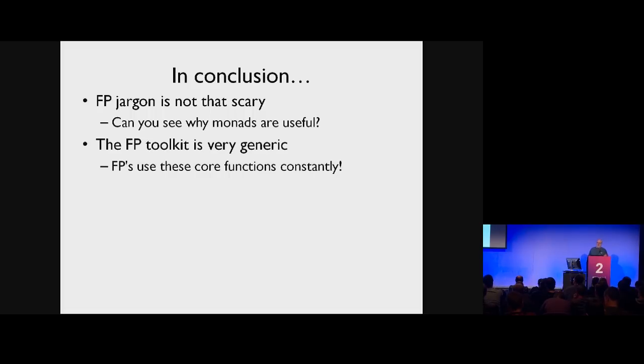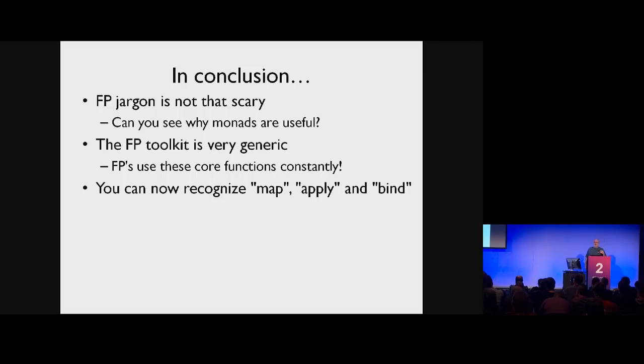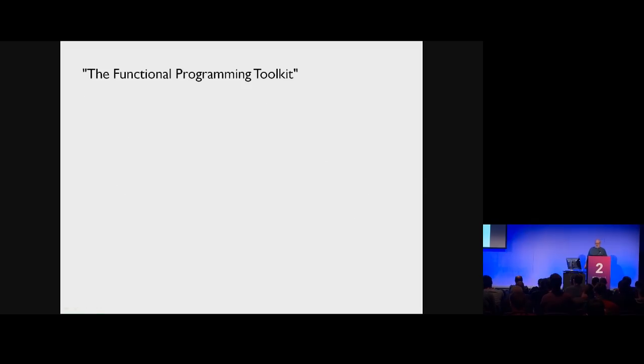So we use these kinds of functions over and over. We use a whole bunch of them just for this one little example. Hopefully you can now see, when you see map and apply and bind used, you'll have some idea of what they're for. But like I say, I wouldn't expect you to understand them all. It takes a while to get used to them. So there's the functional programming toolkit.